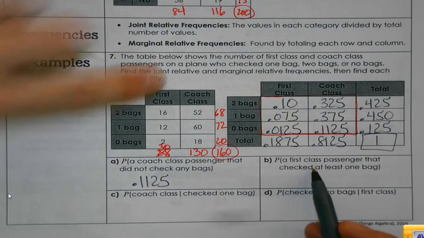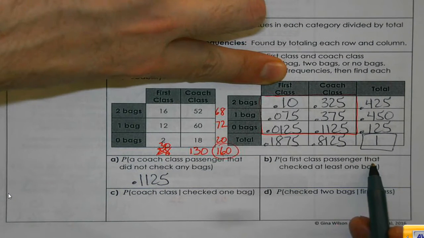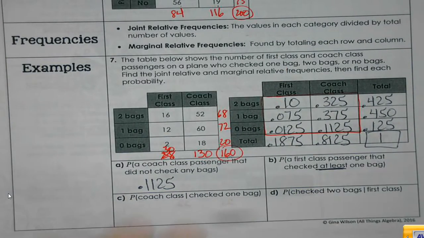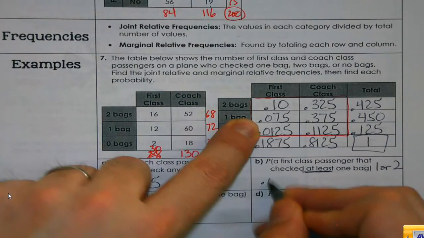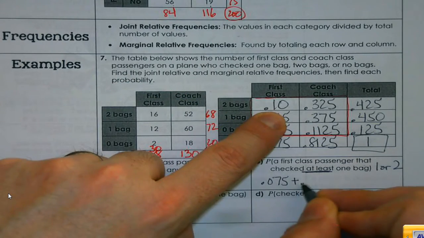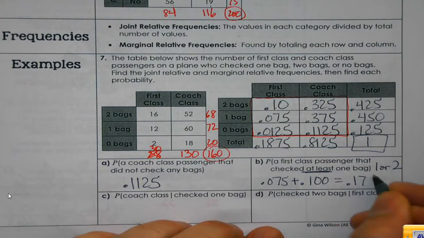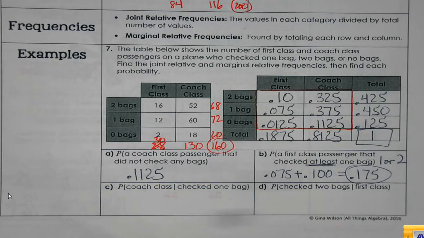Probability a first class passenger, so my first column, checks at least one bag. Ooh. At least one. Which could be 1 or 2. So I have to go first class. I have to add 1 and 2 together. So read carefully. You may have multiple boxes even to deal with. That can be a little bit of a challenge. But then the last 2 are going to look like what we're used to.